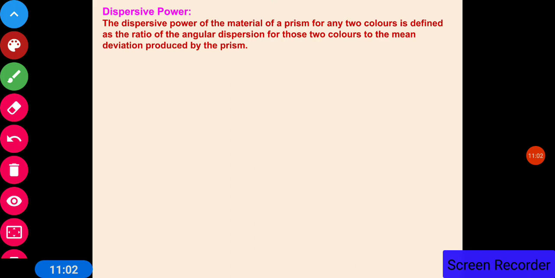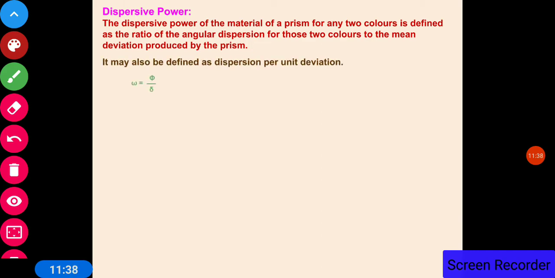Now dispersive power. Dispersive power of the material of a prism for any two colors is defined as the ratio of the angular dispersion for those two colors to the mean deviation produced by the prism. Let us listen again. If we are taking violet and red color, then it is delta v minus delta r, the angular dispersion, to the mean deviation produced by the prism, which is represented by delta.